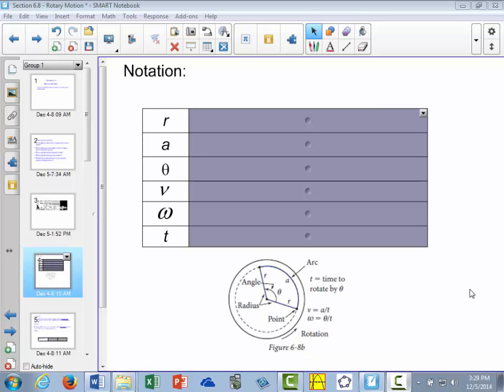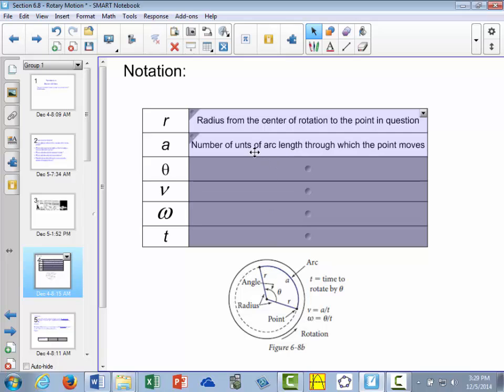Let's clarify some notation before we really start discussing the ideas of rotary motion. First of all, we're dealing with a circle, so one of the things we're going to need to talk about is its radius. The radius we will simply call r, from the center of rotation to whatever point we're talking about that is demonstrating this rotary motion. A will stand for the arc length, or the distance around the circle that the object is traveling. So the number of units of arc length through which the point moves.